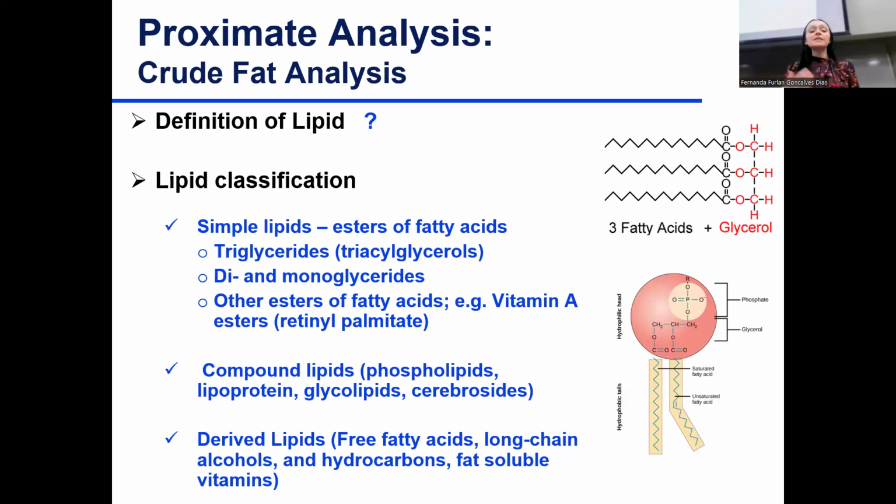We have other fatty acid esters, such as vitamin A esters. Retinyl palmitate is one form. Esters of vitamins are usually sold in this form just because they're more stable. Then compound lipids, such as phospholipids, where you have phosphate and other groups, not only glycerol and fatty acids, plus lipoproteins, glycolipids, cerebrosides, everything that has more than one component. And derived lipids, which are the free fatty acids.